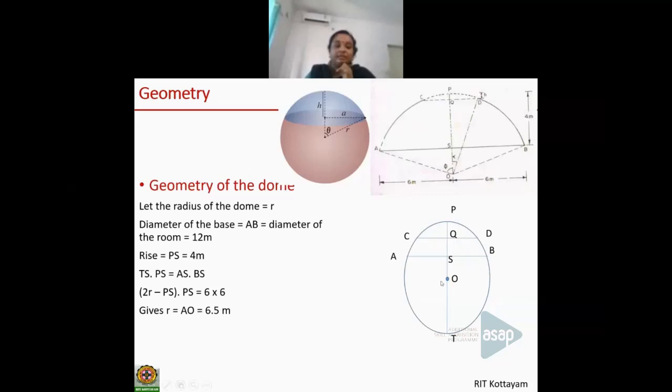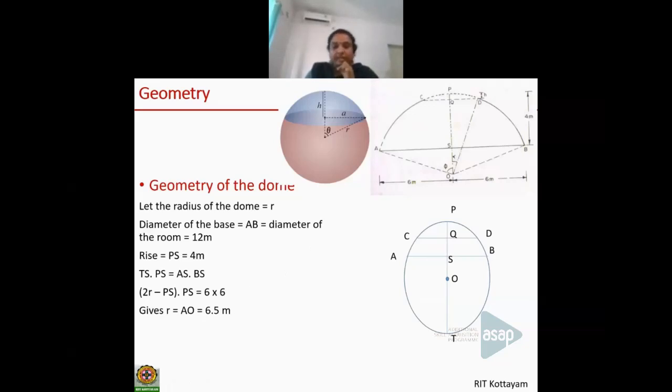So we apply the basic chord equation that we have studied: TS into PS is equal to AS into BS. Now TP is 2R, so TS is 2R minus PS, multiplied by PS, which is equal to AS times BS. You know that AS and BS are 6 meters each. So we can solve this equation and find the value of R as 6.5 meter.